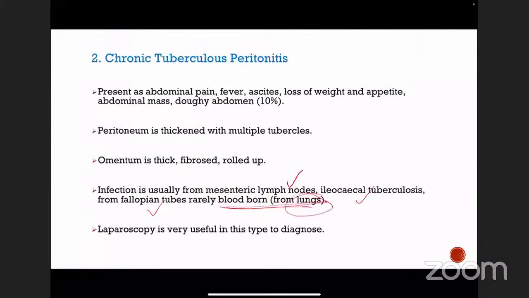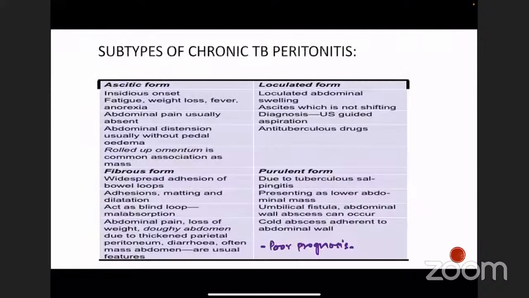There are subtypes of chronic tuberculous peritonitis. What are the subtypes? It can be an ascitic form. It can be a loculated collection, known as encysted ascites or encysted collection. Another is the fibrous form, where there is no collection, but it creates fibrous septa in between, causing adhesions and obstruction. And another is where there is ascitic-like fluid, but it is infected with pus. That is the purulent form. So there are four subtypes: ascitic, loculated or encysted type, fibrotic type, and purulent type.